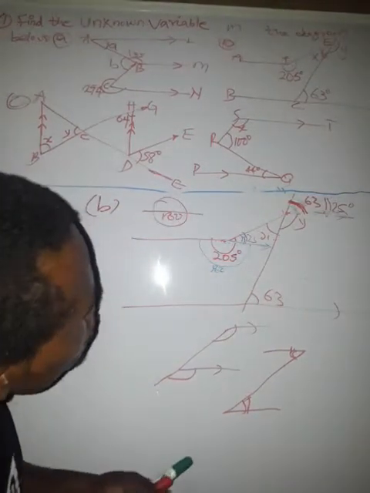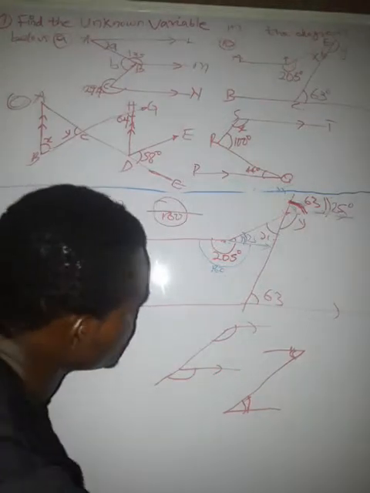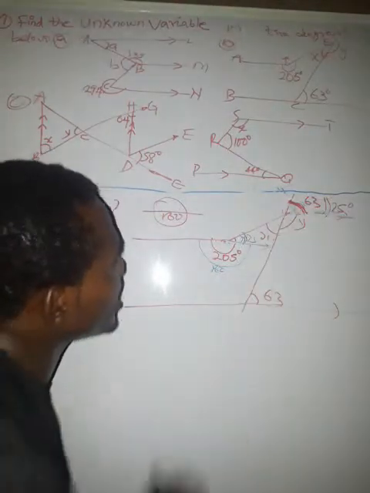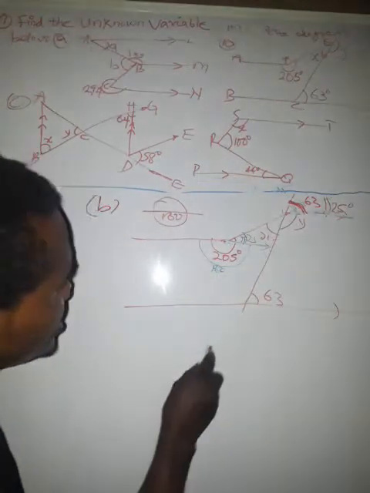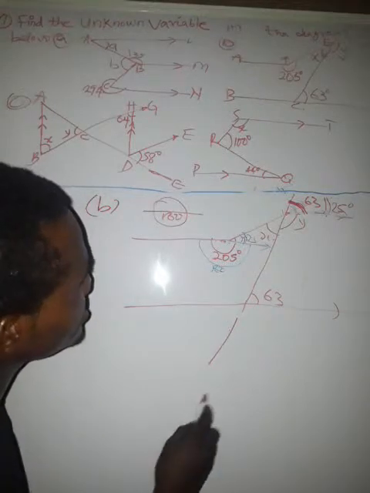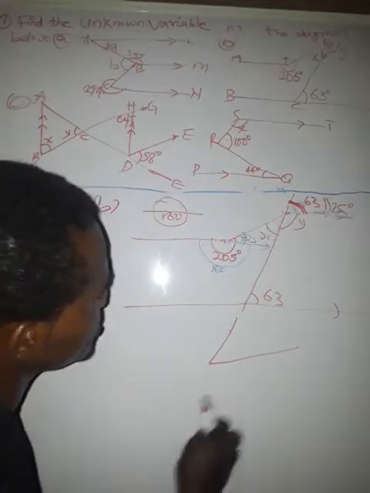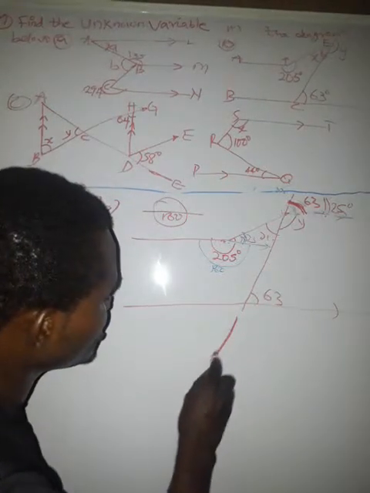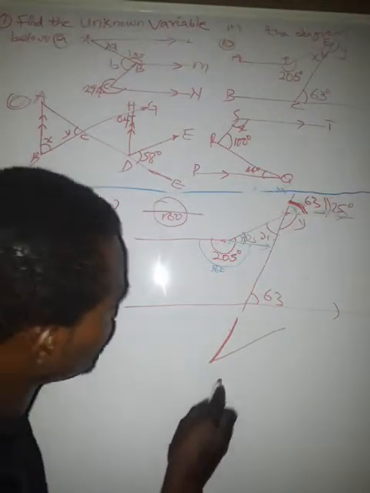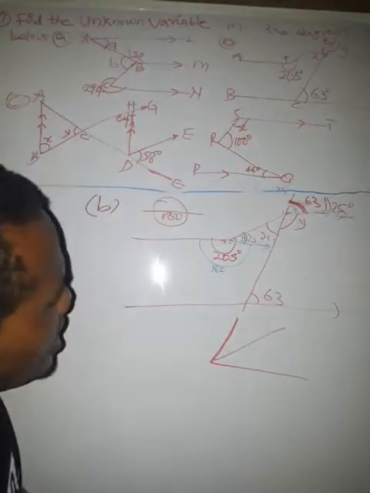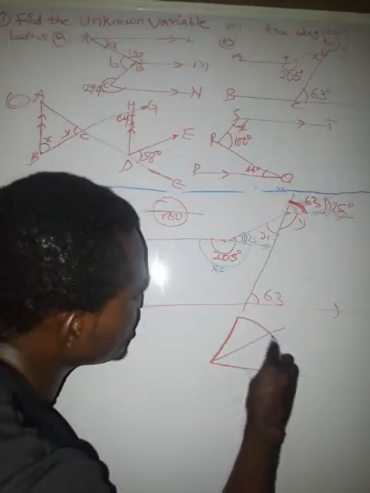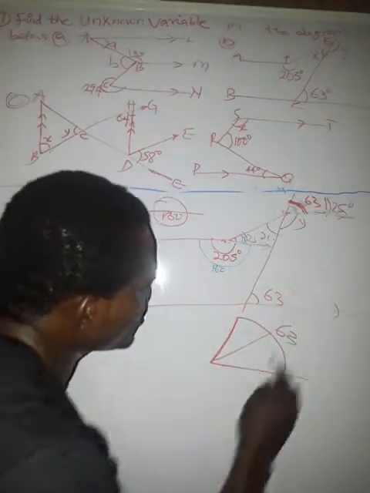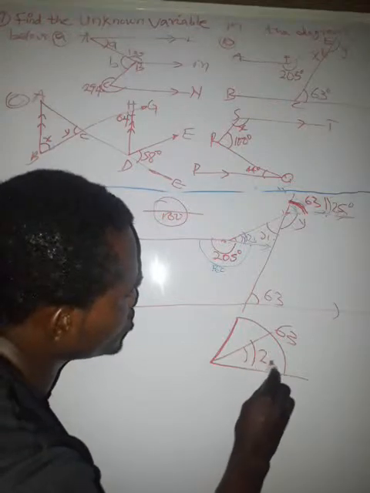Now, let me project this place. I'm projecting this point. So what I'm having here now is a line like this, and a line like this. I'm having this, and I'm also having this. From here down to this place is 63, and I've already been able to prove from here to here to be 25.